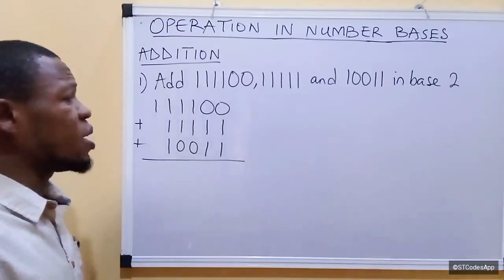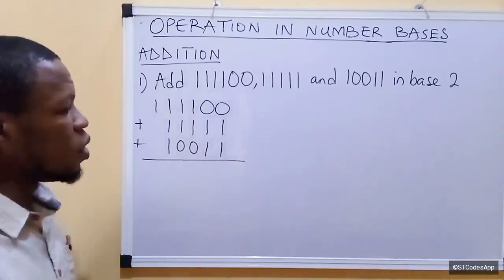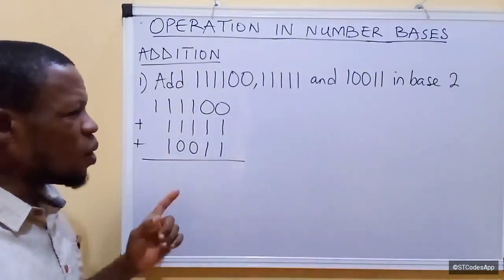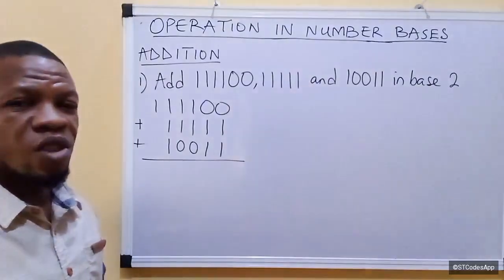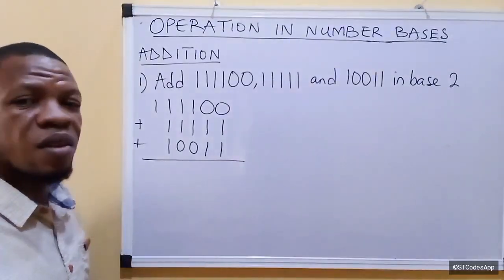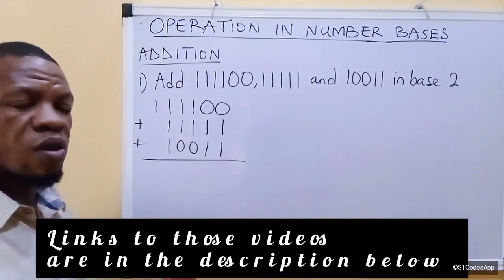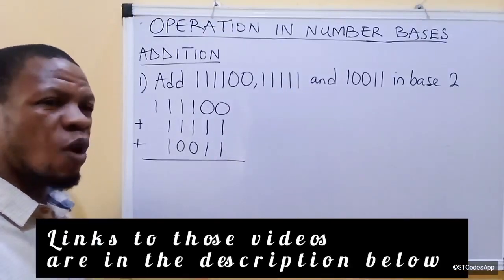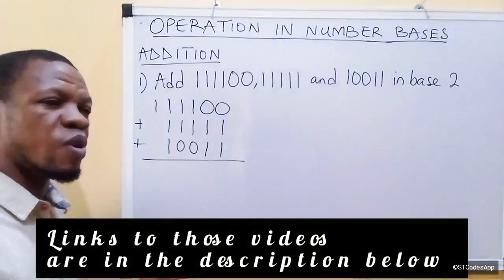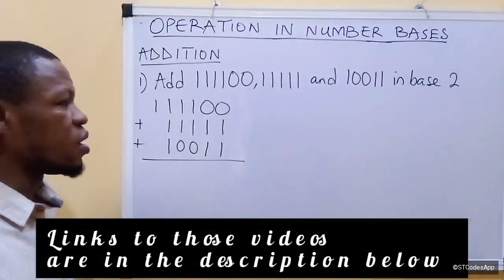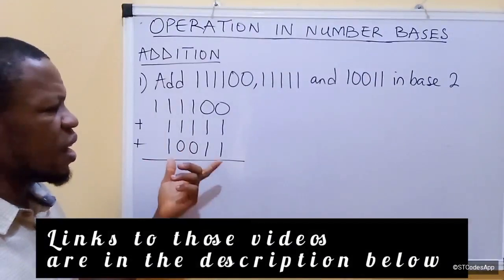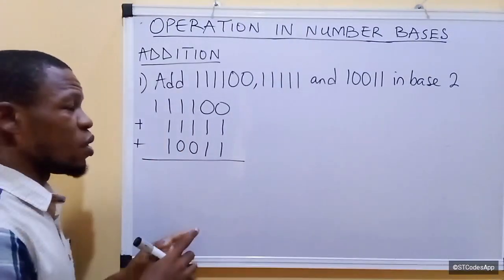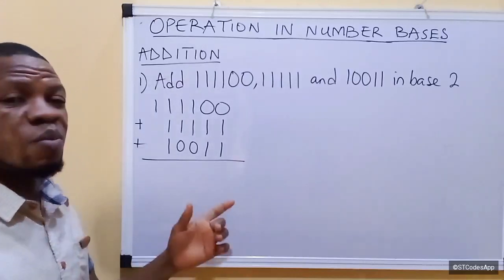What do we do? When we want to add numbers in base 2, we simply ensure that we're not going to have a digit more than 1 and 0 in our answer. You remember in our introductory class on number bases, we said that you cannot have a digit more than or equal to that base in that base. Meaning that in the answer we are going to get at the end of this addition, we are not going to have any digit equal to 2 or more than 2 because we are doing addition in base 2.